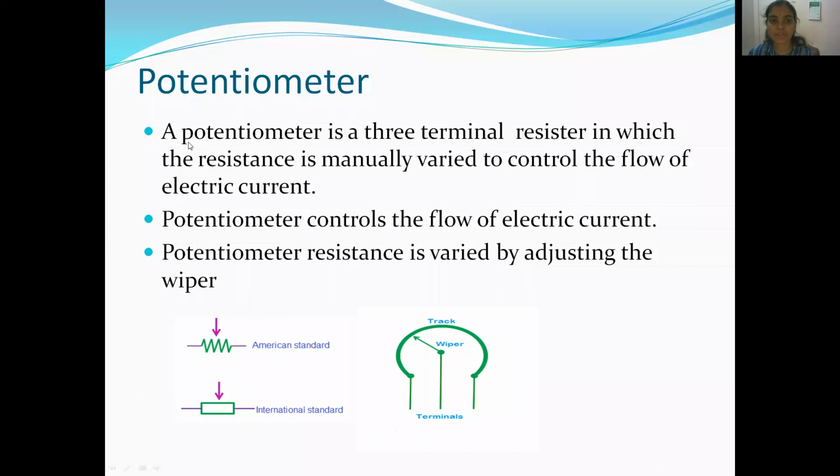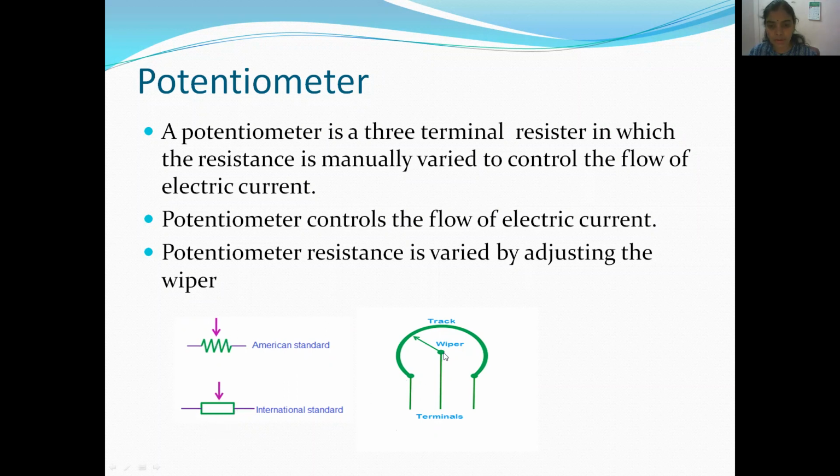First is a potentiometer. The potentiometer has three terminals. Here, these are the three terminals. It is a resistor in which the resistance is manually varied to control the flow of electric current. These are the symbols: American Standard, zigzag lines with three terminals. This is the International Standard symbol, a rectangle with three terminals.